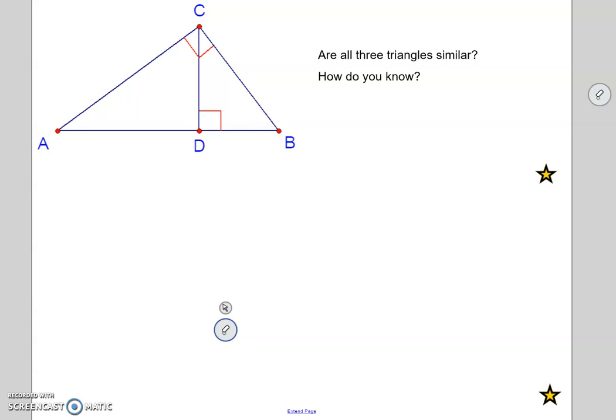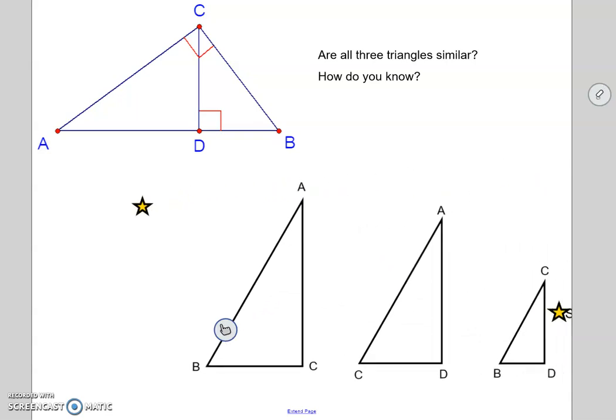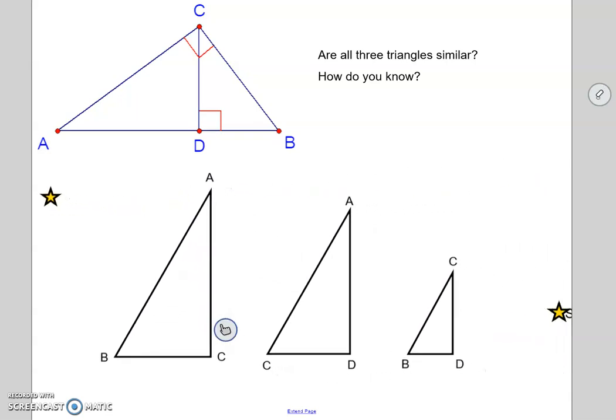Well, I'm going to bring in those three triangles, but I'm going to show them to you separately. So here are those three triangles in order of size. The large one, and then the medium and small ones that make up the large one. You'll notice I rotated them all so that they're in the same alignment, so you can compare them a little bit better. Are all three triangles similar?